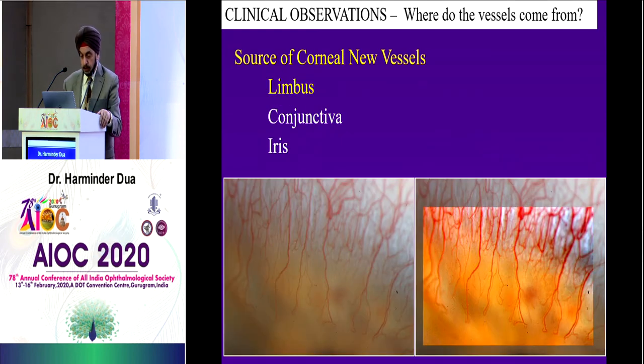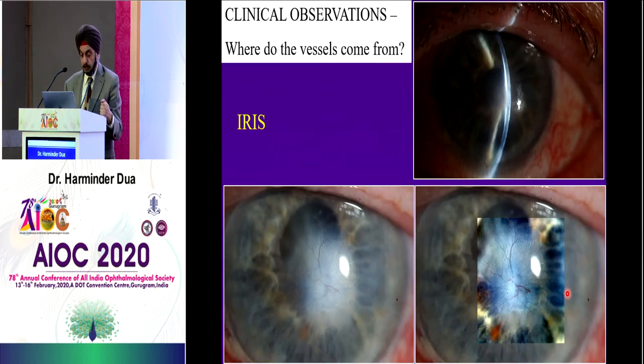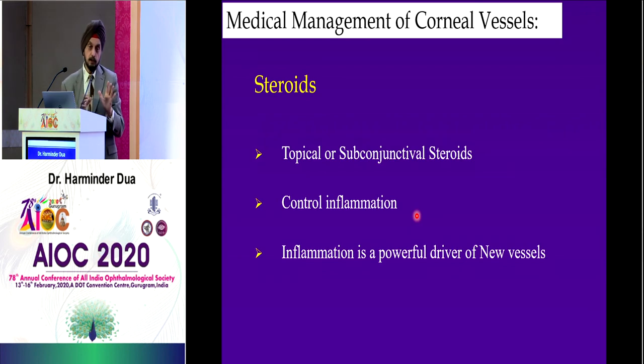So what are the sources? The limbus, conjunctiva, and iris. So here's them coming from the limbus in the fibrovascular pannus. Most of the vessels come from the limbus. Some of them will come from the iris, as you can see over here, where there's a posterior synechia, the vessels will grow out, as you can see here again, a lot of vessels. So these vessels come in from the iris, and then they fan out. So that's different.